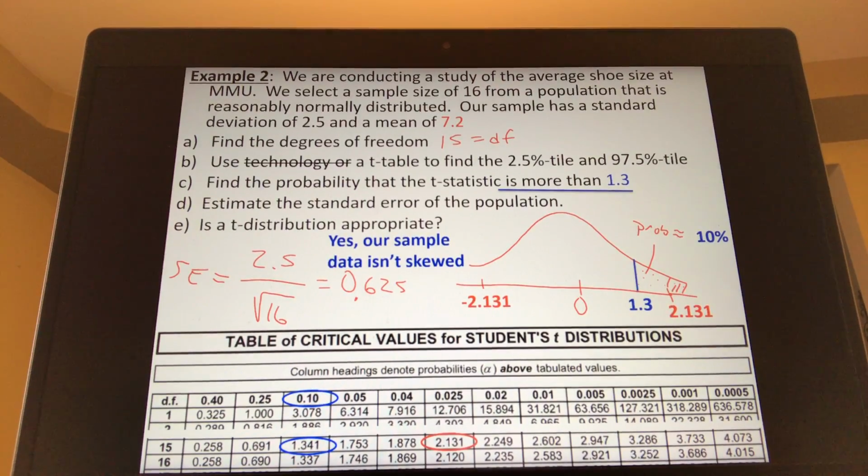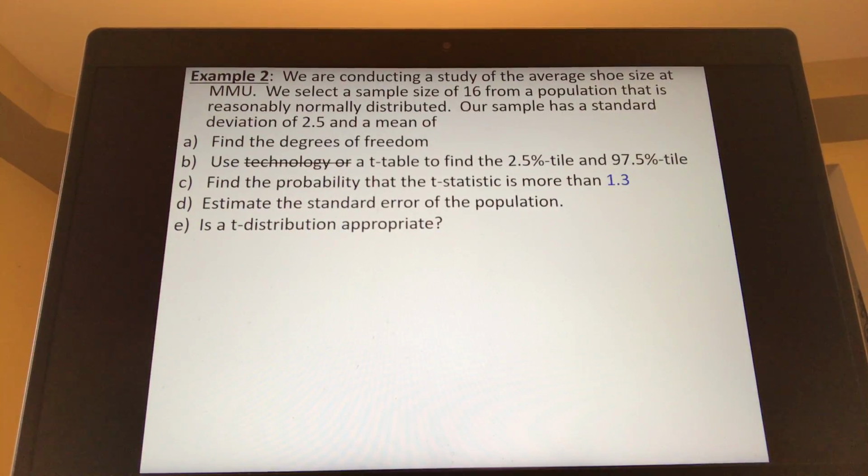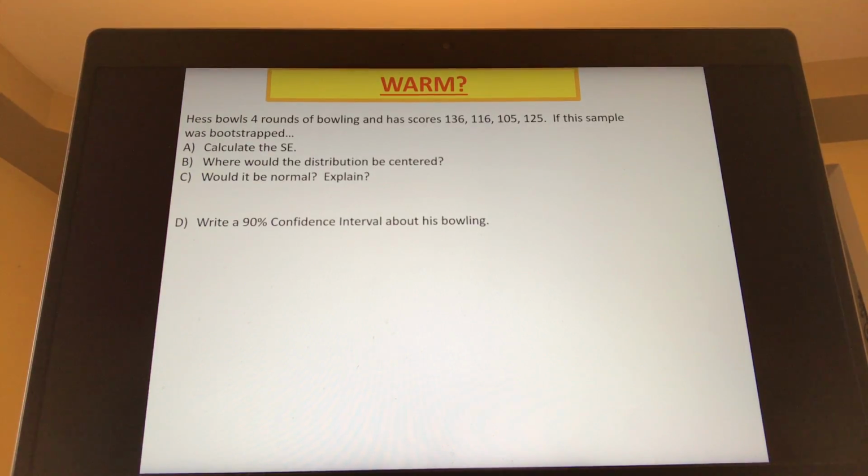Hopefully that makes sense. I think that's the last thing I have on there for you. The back of the page, just a warm up. I think we're good.